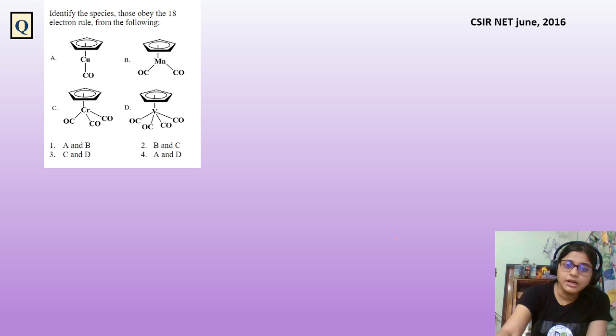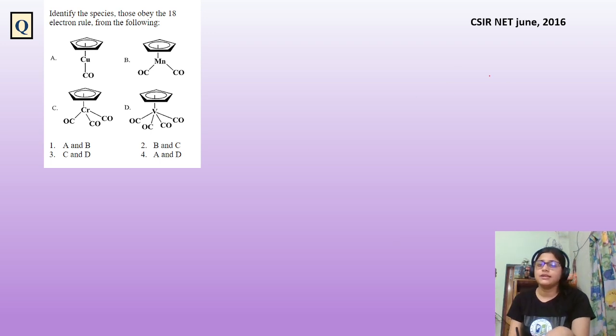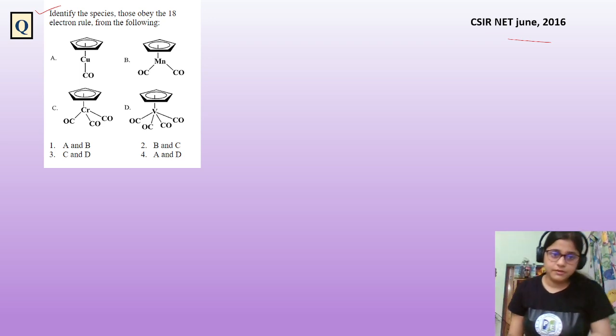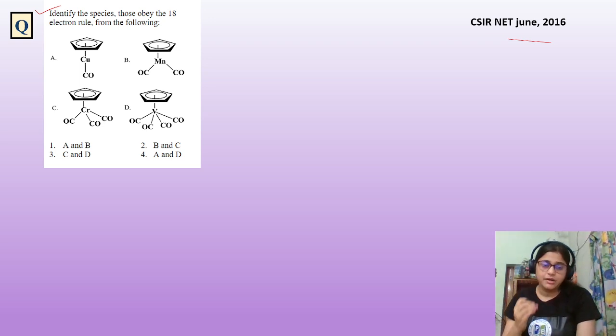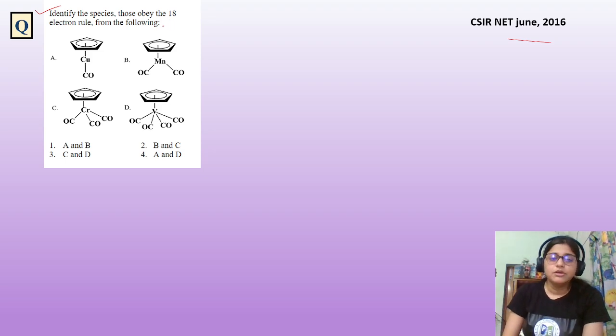Okay. Now coming to the questions, this was asked in CSIR-NET June 2016. Identify the species that obey the 18 electron rule from the following. Okay. See, straightforward questions are actually asked from this topic. Sometimes they ask in a slightly different way, but sometimes these straightforward kinds of questions are also asked from the 18 electron rule in CSIR-NET. Okay.